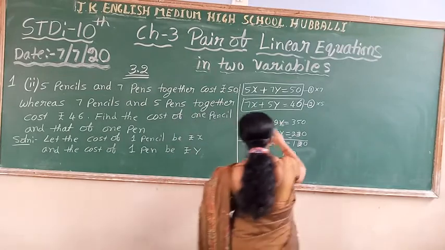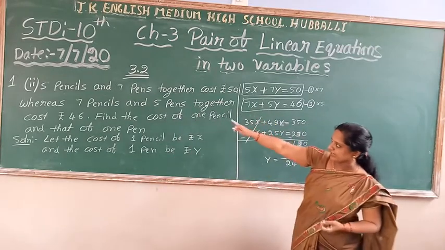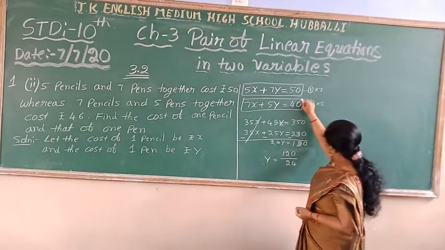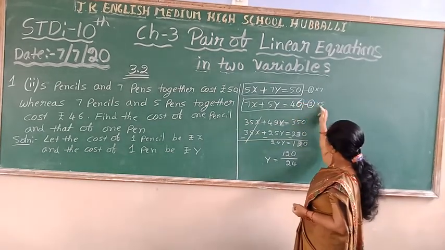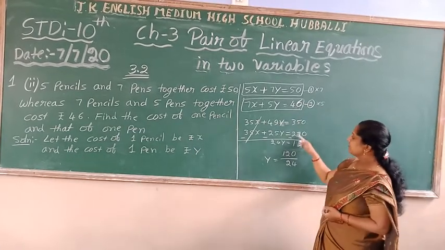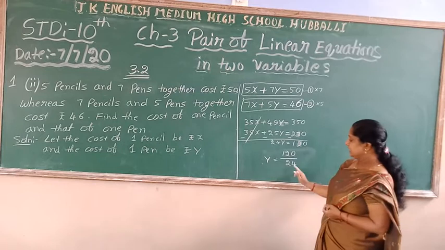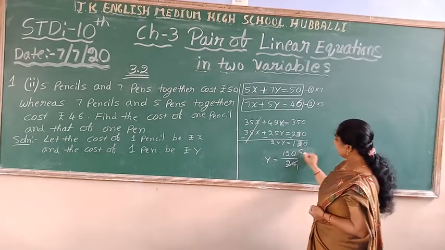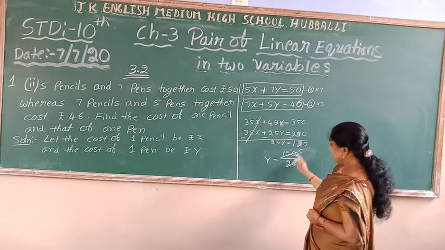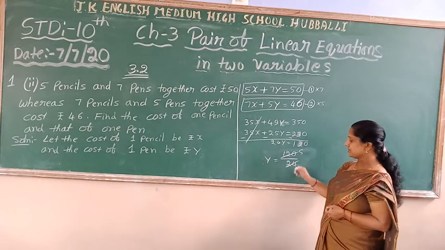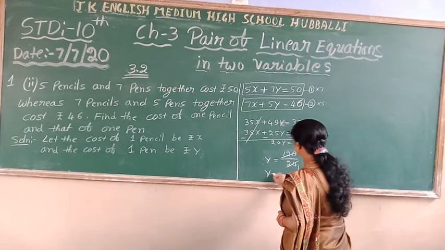Children, see your 7x plus 5y, 5 times together cost is ₹46. So you change this to 46, okay? Then if you multiply 5 into 46, it becomes 230. If you subtract now, you get 120. Then you will divide, 24 1s are 24, 5 5s are, you get 120. 5 4s are 20, 5 2s are 10, plus 2 is 120 it becomes. Y value I got is 5.